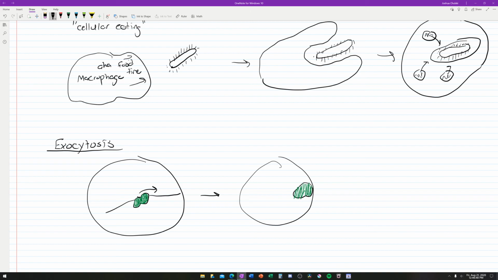And then what's going to happen is that vesicle is going to fuse with the membrane. And all the green goo, that's blue goo. No, that's green. That green goo is going to be ejected from the cell. Just like that. And that is exocytosis. I'm taking something from the inside of the cell and I'm moving it to the outside of the cell.